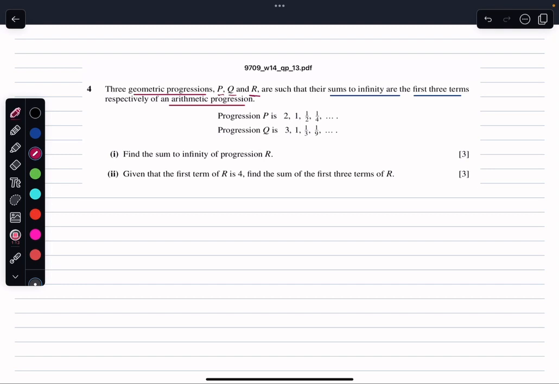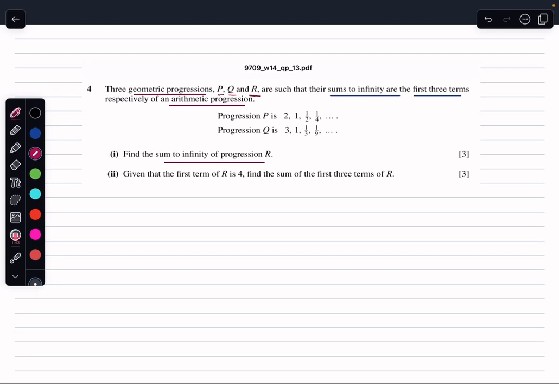So we have the progression P, which is 2, 1, 1 by 2, 1 by 4, and we have the progression Q, which is 3, 1, 1 by 3, and 1 by 9. So the question says find the sum to infinity of progression R. We are given progression P and progression Q, and we are supposed to find the sum to infinity of the progression R.